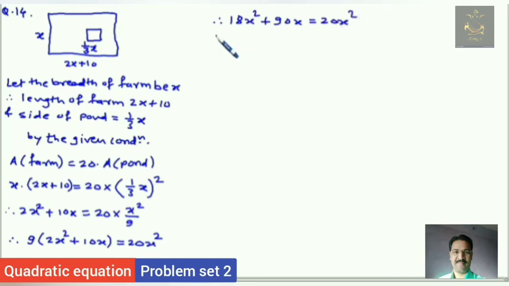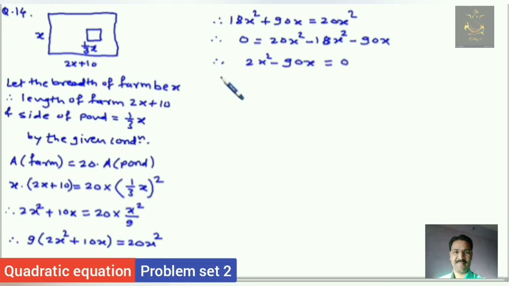Because 20x square is greater than 18x square, I take all these terms to this side, so here it is 0. What you can get here now? That is 20x square minus 18x square minus 90x. Now I'll write this 0 to this side. So what you can get here now? This is 2x square minus 90x is equal to 0.